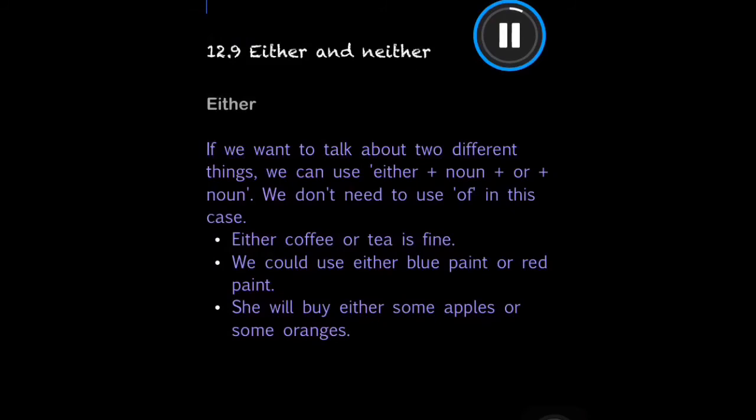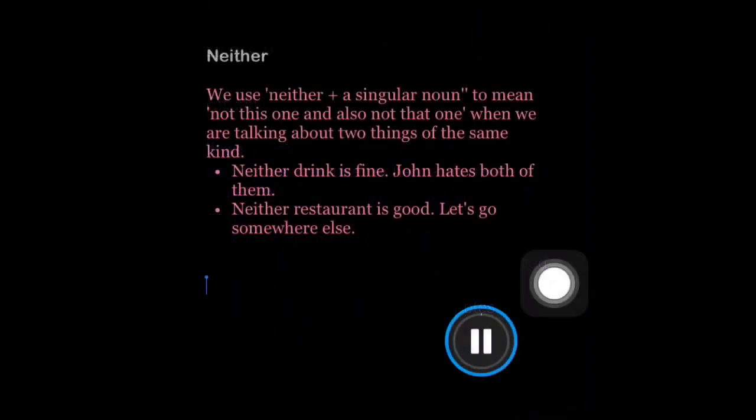12.9 Either and neither. Either. If we want to talk about two different things, we can use either plus noun plus or plus noun. We don't need to use of in this case. For example, either coffee or tea is fine. Or we could use either blue paint or red paint. Either here means only one will be chosen between these two options.